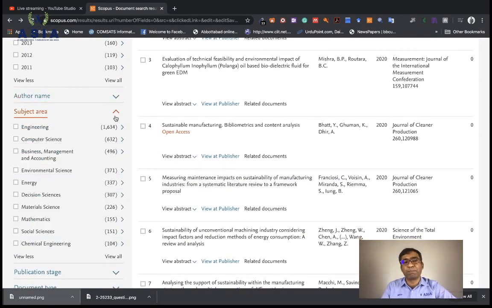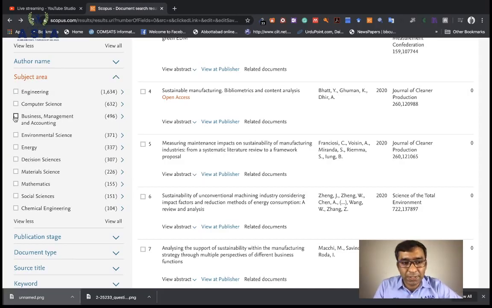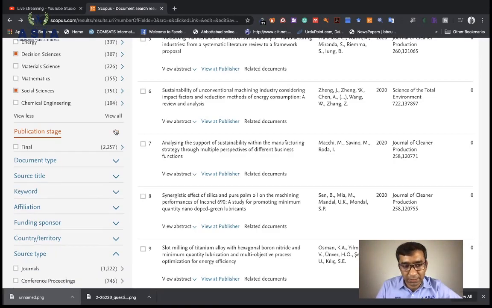Subject area is very important. Sometimes we are dealing with engineering side research. If you are dealing with engineering research, just use that engineering data. If you are using management or business or other side, you can categorize your area. So in my case, I'm just using business management and maybe environmental, energy, decision, not particularly engineering, and the social sciences. So this is how I reduce my search to a particular area. Okay, and then next, article in press, are you considering them or only fully published papers? So this is publication stage, that is also one point.